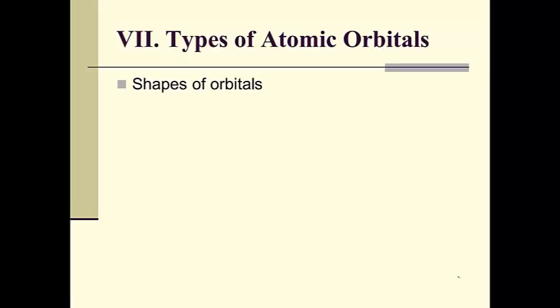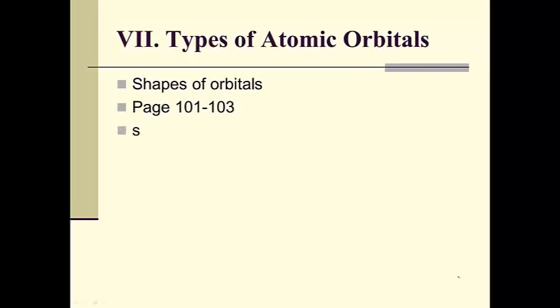Now, remember, orbitals basically define shapes. The shapes are not the shape of the electrons. Think of it like the shape of the room that the electron lives in. Pages 101 to 103 in your textbook give you a couple of different examples.